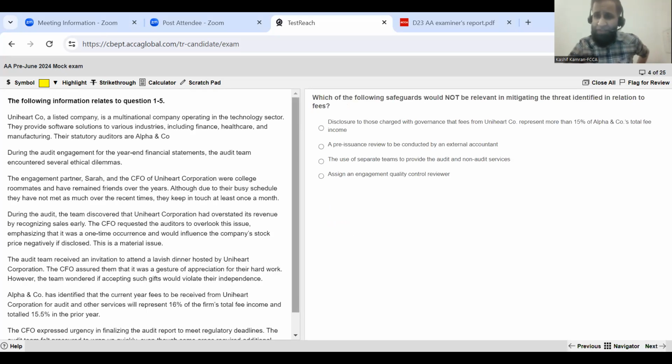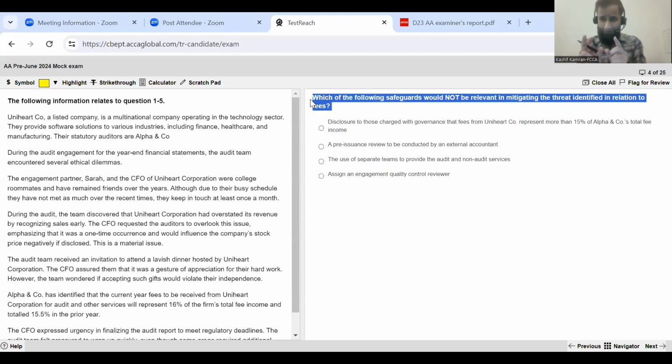Okay, can you see this next OT question on your screen? It says, which of the following safeguards would not be relevant in mitigating the threat in relation to the fees? So which of them is not a relevant safeguard? You have to pick the odd man out. Suppose we don't know the answer to this in the exam and we are just struggling to find the answer. So what will I do? I'll share the answer with you, but I just want to show you.